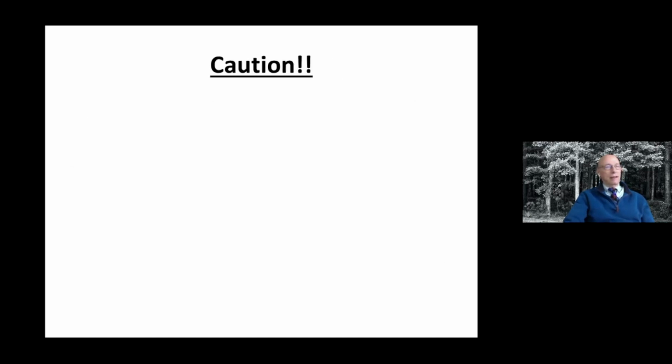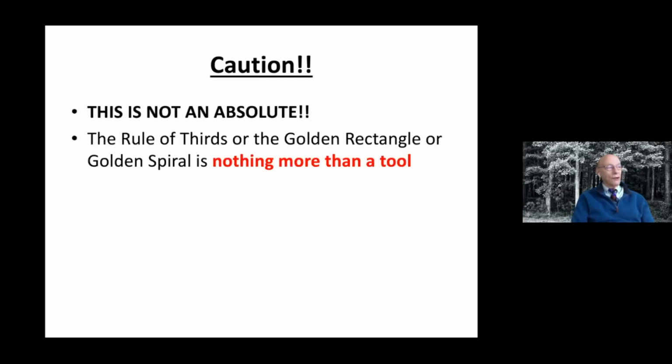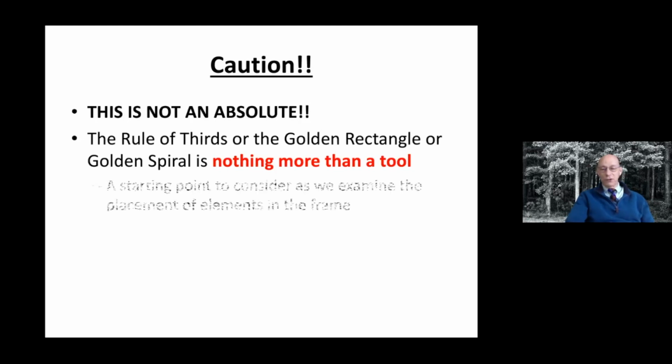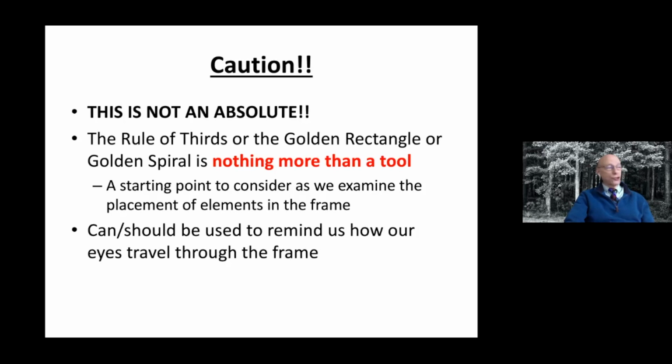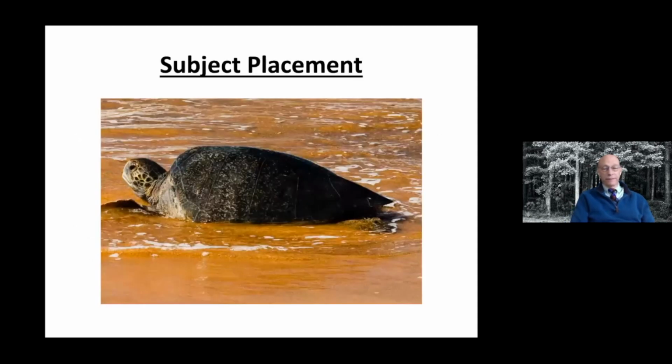Caution, this is not absolute. The rule of thirds or the golden rectangle or the spiral, it's nothing more than a tool. It's a starting point to consider as we examine placing the elements in the frame. It can and should be used as a reminder of how our eyes travel and what attracts us.